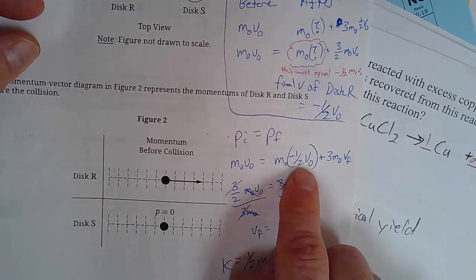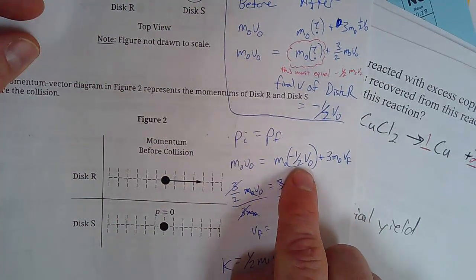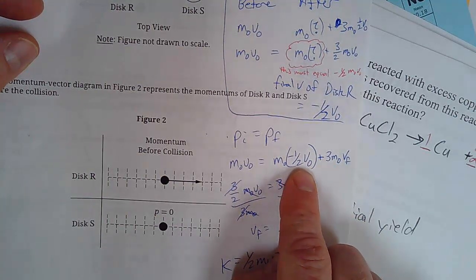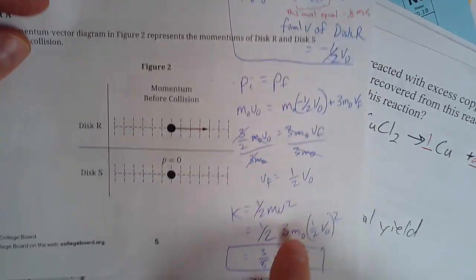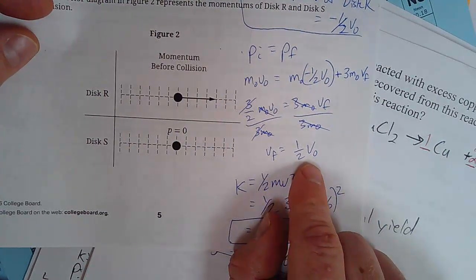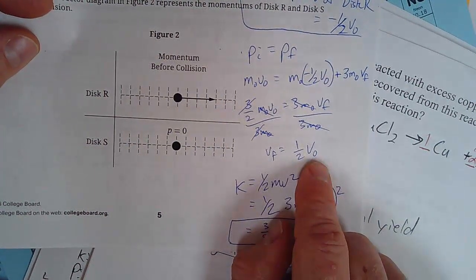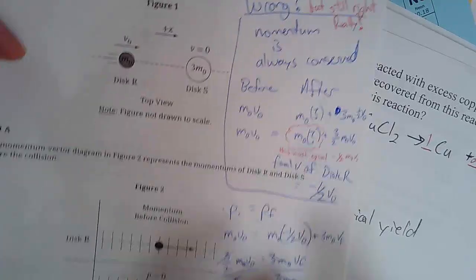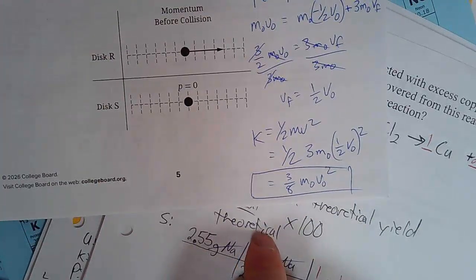So using what they gave me, that the speed was 1/2 VO to the left of the disk R, I was able to plug this in, do a little bit of algebra here, and come out realizing that VF equals 1/2 VO, which, I guess, is good for the other kids that maybe misread it like I did, and you still get the right answer even if you do that.